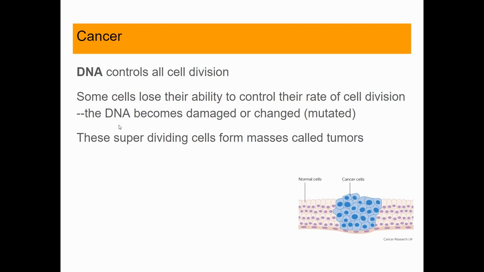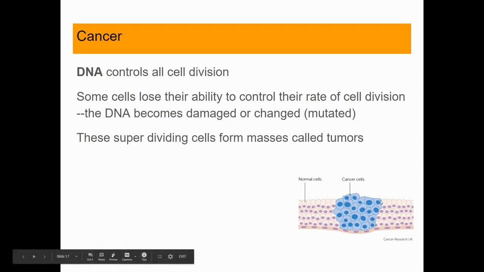Now, cancer should be something that is pretty important to you because a lot of people might deal with cancer at some point in their life. Cancer is the uncontrolled process of mitosis. It's rapid cell division. So, DNA controls all cell division. Some cells lose their ability to control the rate of cell division. The DNA becomes damaged or changed or mutated. These superdividing cells form masses called tumors.